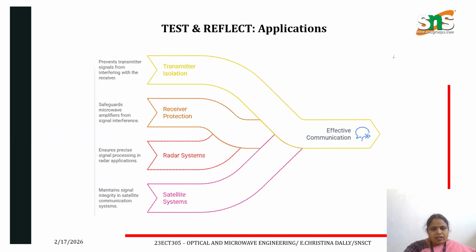Here we want to provide effective communication, where they are used in the transmitter, receiver, radar and satellite systems. In the transmitter section, it prevents the transmitter signal from interfering with the receiver. In the receiver, it safeguards the amplifiers from signal interference. In radar, it ensures the signal processing. In satellite, it maintains the signal integrity.